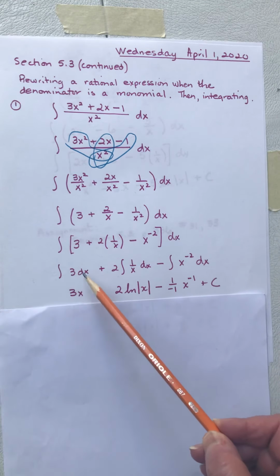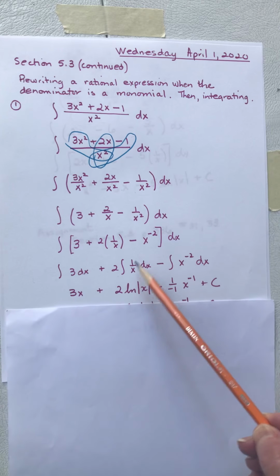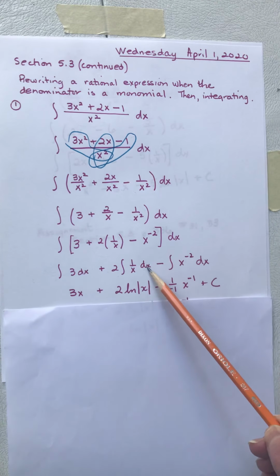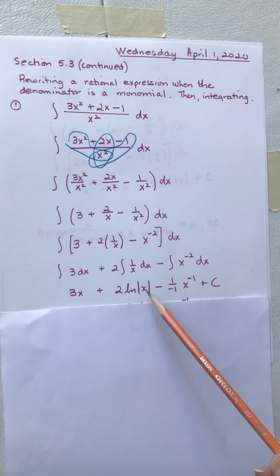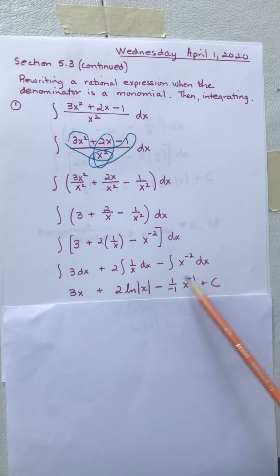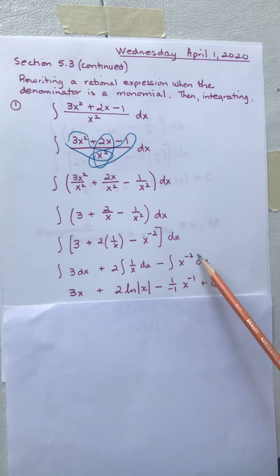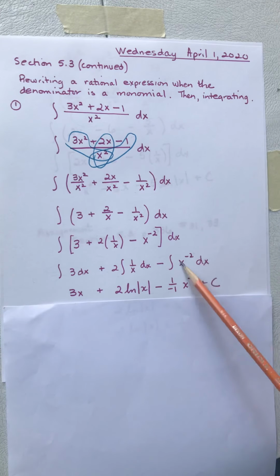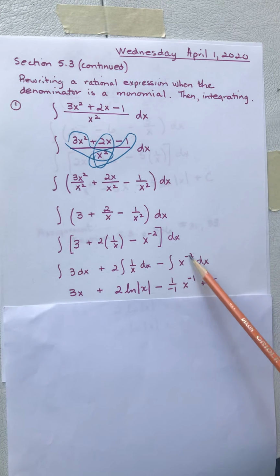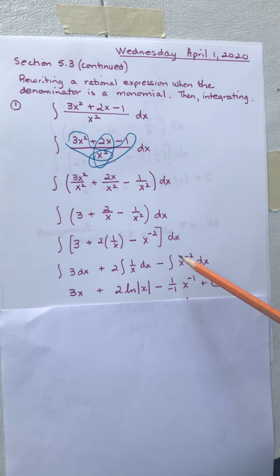2 is a coefficient, bring it down, and the integral of 1 over x dx is what we learned in this chapter, the natural log of the absolute value of x. Minus, and then integrating x to the negative 2 is what we learned in previous chapters where we add 1 to the negative 2 in the exponent. We get negative 1. We divide the coefficient, which is 1, by our new exponent, which is negative 1. So we have 1 divided by negative 1, and we bring down our negative. And we put in our plus c.